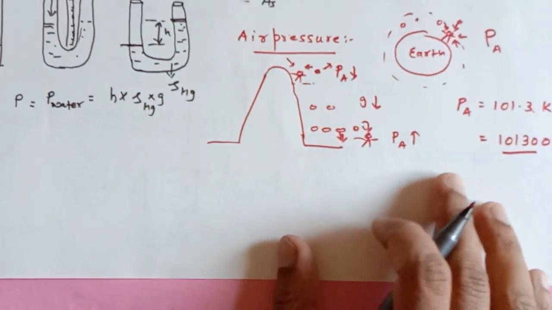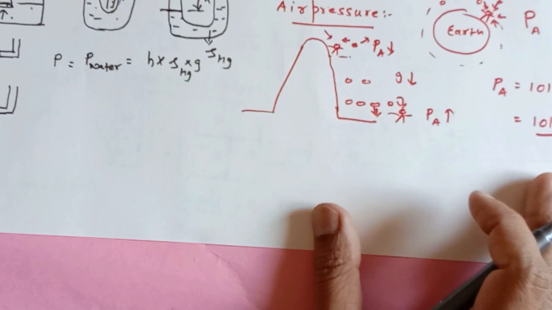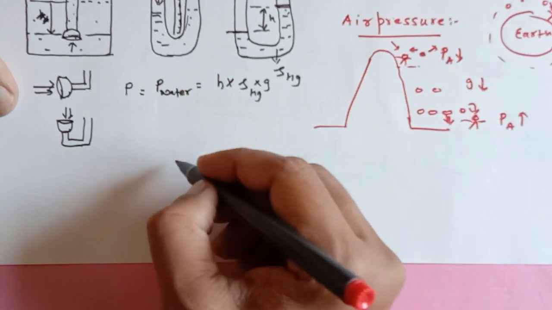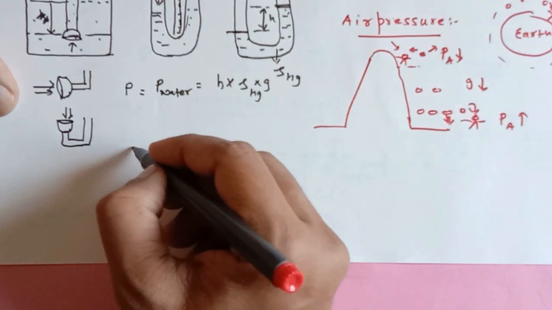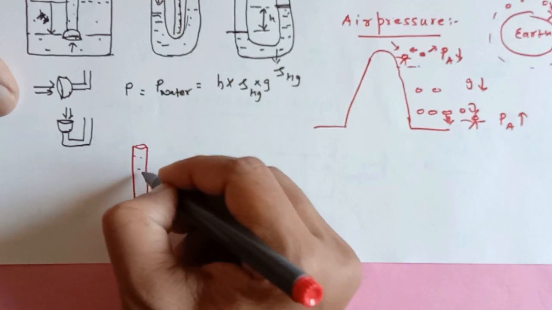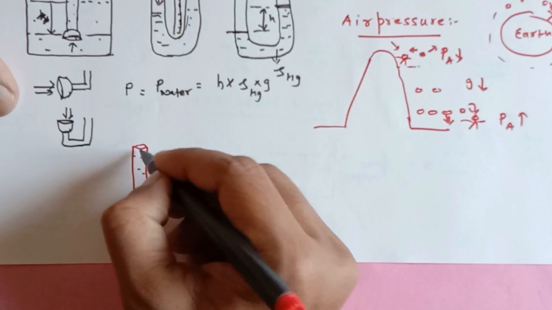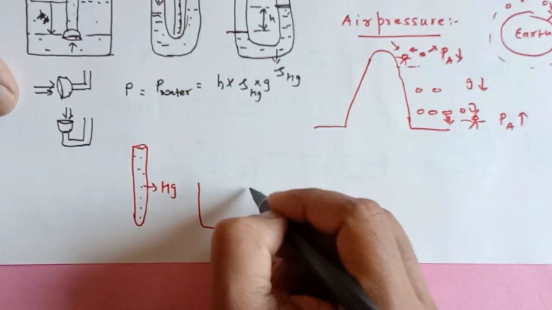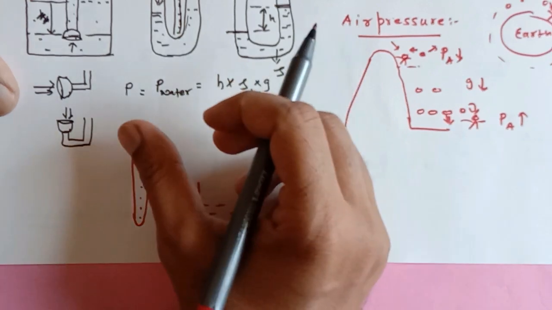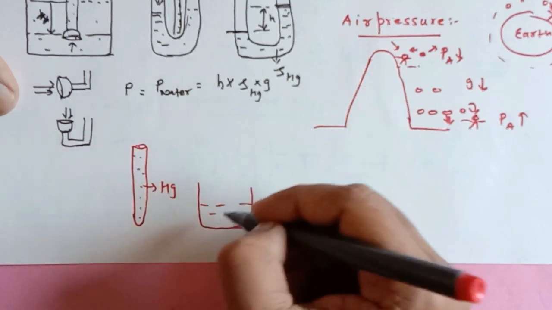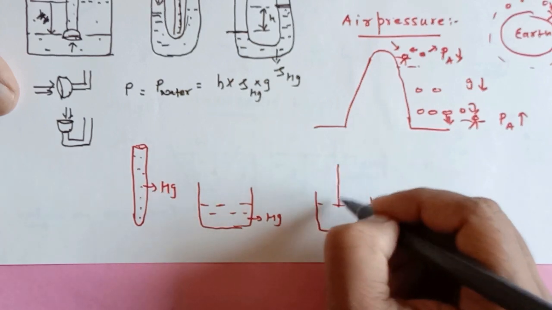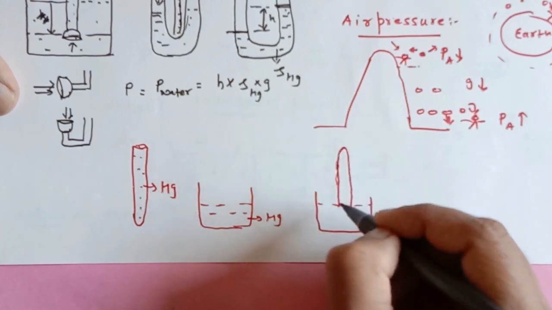And now how do we measure this? Atmospheric pressure can be measured with the help of an instrument called a barometer, right? So a barometer is something like this. You need to take a 100 centimeter long test tube completely filled with mercury. Make sure there are no air bubbles. Take another vessel which is half filled with mercury. Put your thumb over the opening gently. Invert this test tube and put it over here, like this.